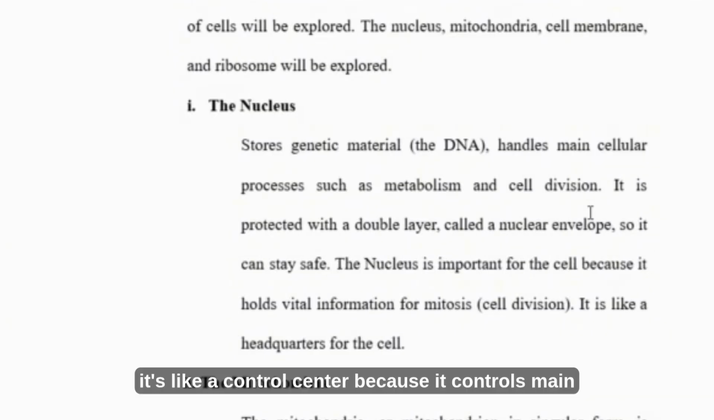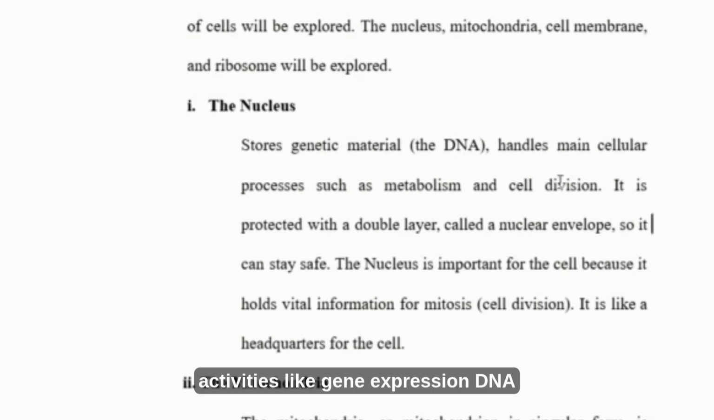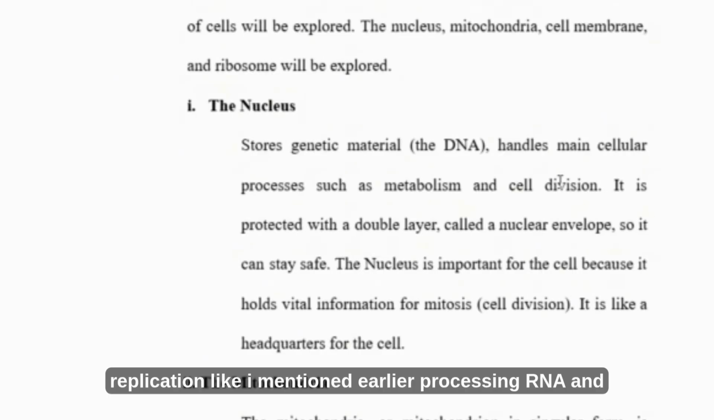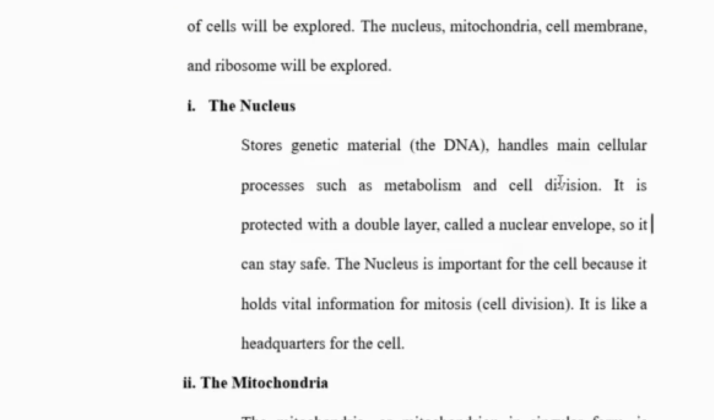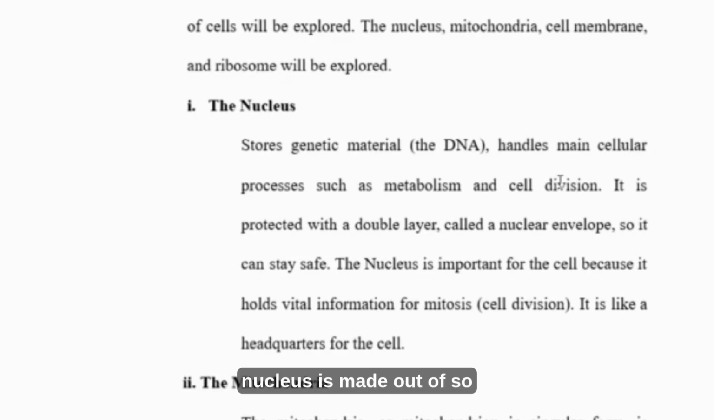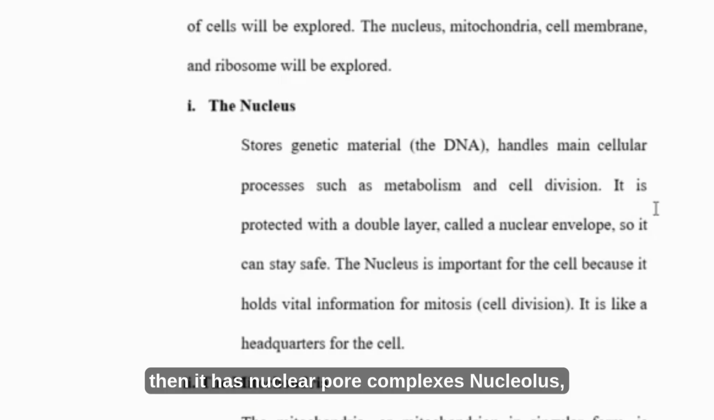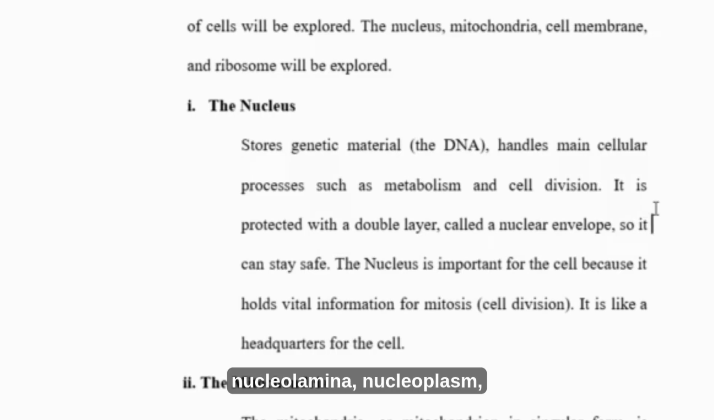And it's like a control center because it controls main activities like gene expression, DNA replication, like I mentioned earlier, processing RNA, and transport between the nucleus and cytoplasm. The nucleus has two layers, the nuclear envelope, and then it has nuclear pore complexes, nucleolus, nuclear lamina, nucleoplasm, and chromatin, which is very interesting.